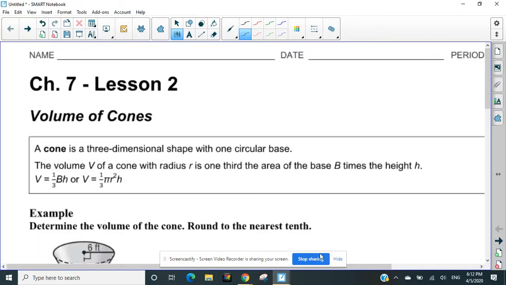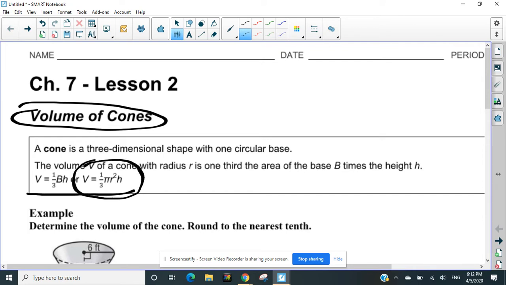Okay, guys, so today we're going to be talking about volume of cone, right? Now, here, I want you to remember the formulas that we used in class from the formula chart, which is volume equals 1/3 area of the base times the height, or volume equals 1/3 pi r squared times height. Okay, so that's basically what we're going to be looking at.